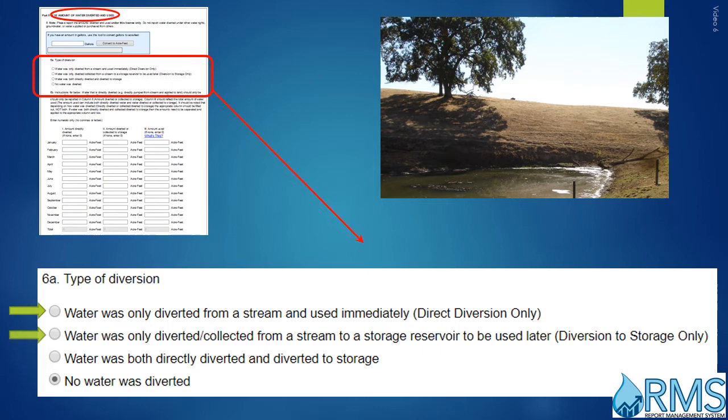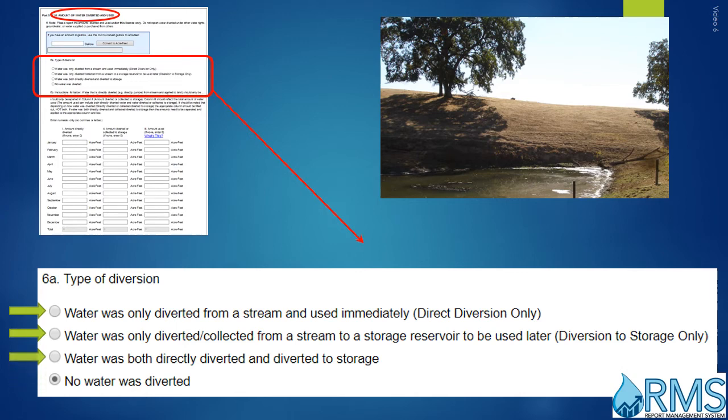The second option, diversion to storage, is diversion of water into a tank or reservoir when there is surplus flow and storing the water for use later when the water is not available from the source. Examples of diversion to storage include collecting stream flow into a pond with a dam during rain events, or pumping water from a stream to a storage tank for later use.